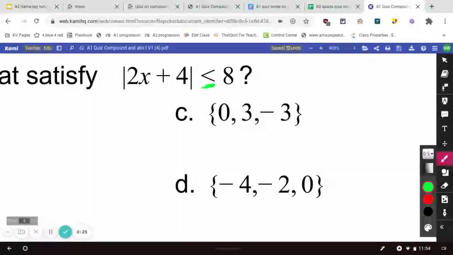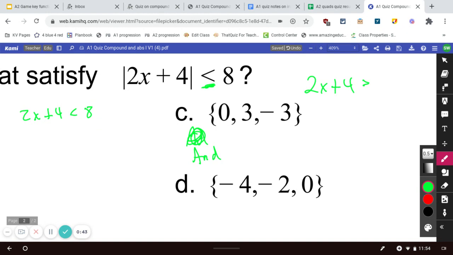Okay, so we're going to have 2x plus 4 is less than 8. That's the original. And, oh, can't spell and. And we're also going to have 2x plus 4 is greater than, so I flipped the sign, negative 8.